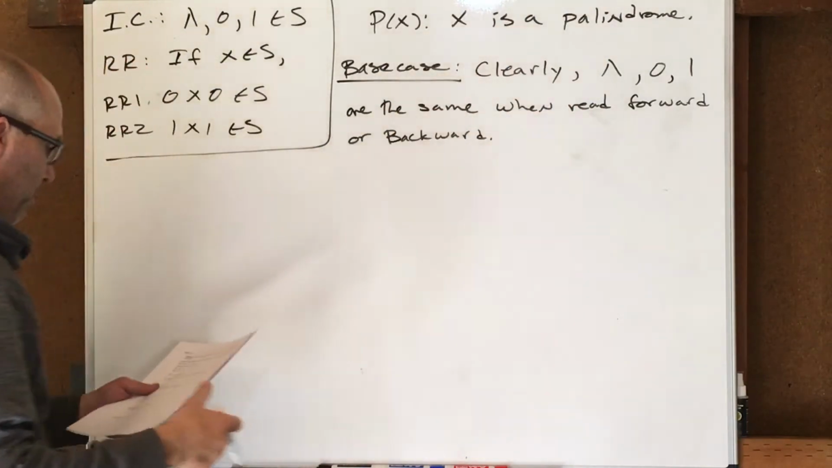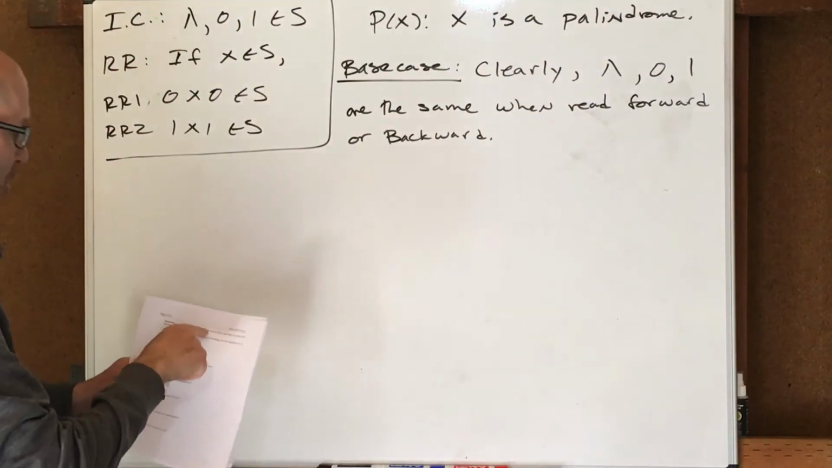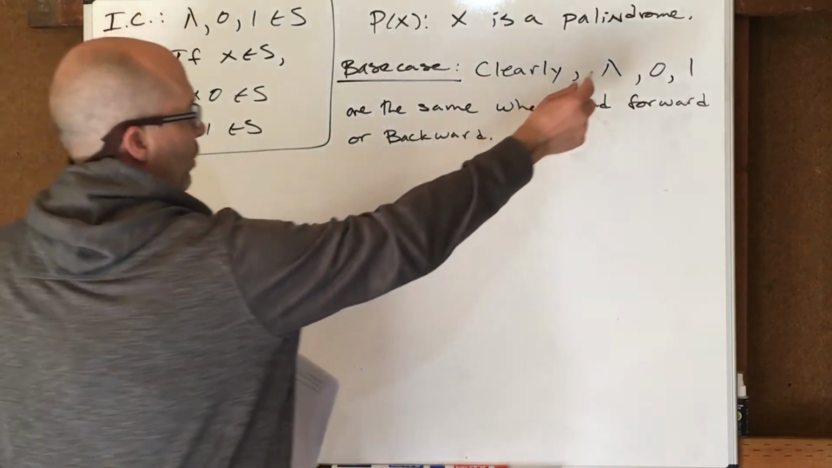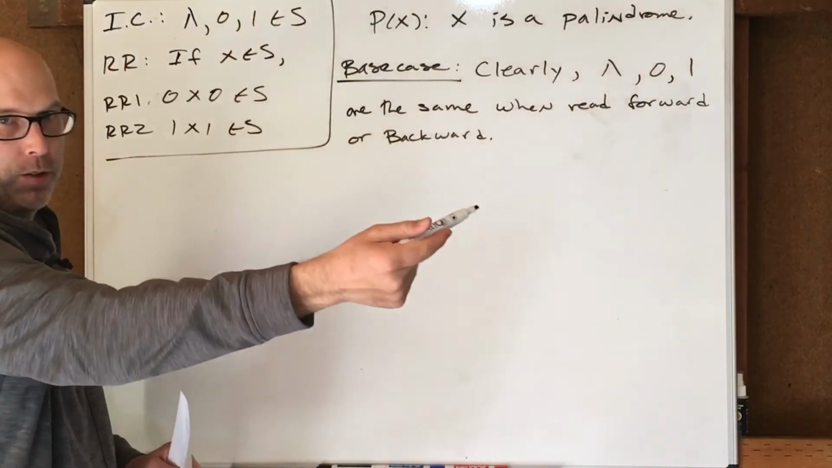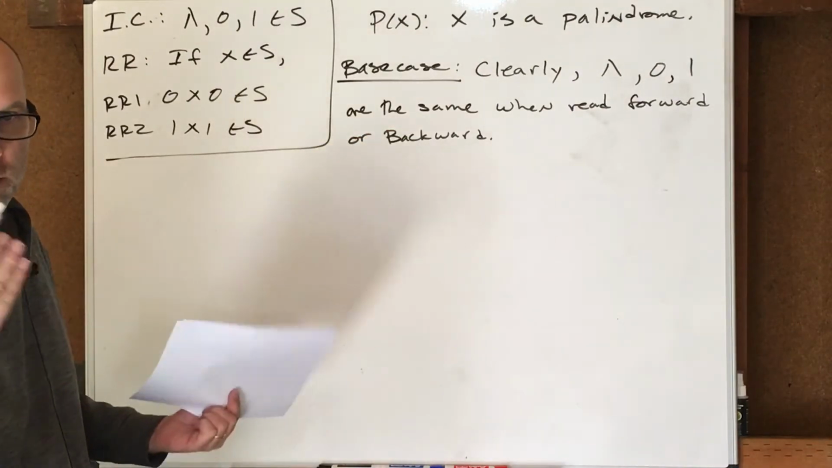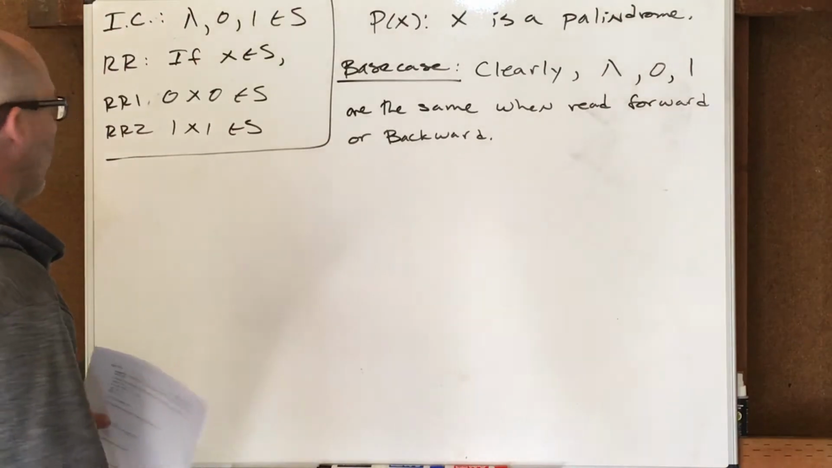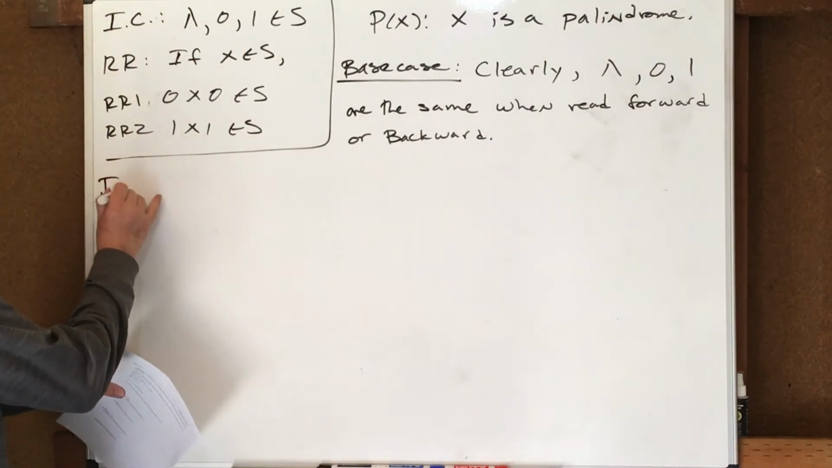What is a palindrome? Right at the top of the page, a palindrome is a string that is the same when read both forwards and backwards. The empty string, there's nothing there, so if you read it forward and backwards, there's always nothing there. So it's always the same. Same thing with just one character.